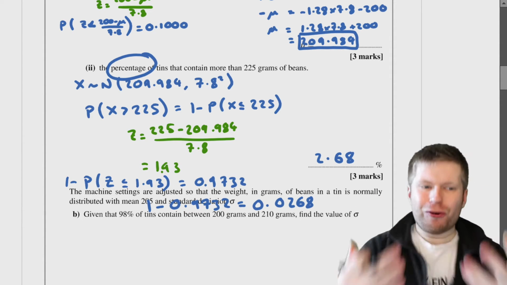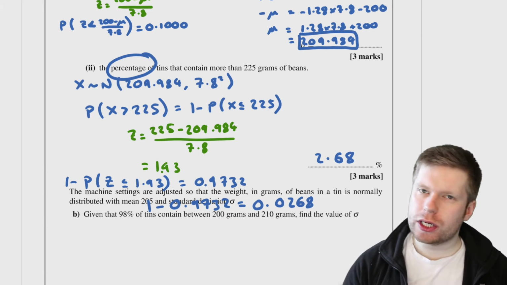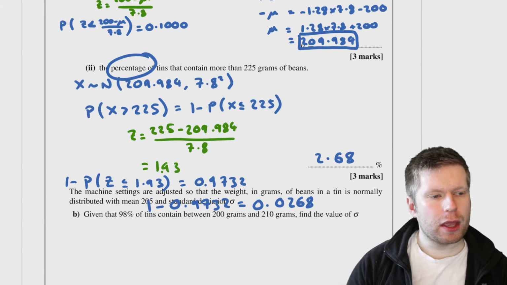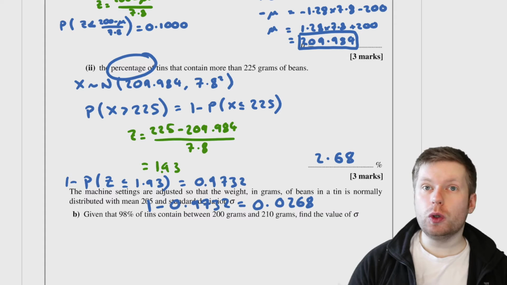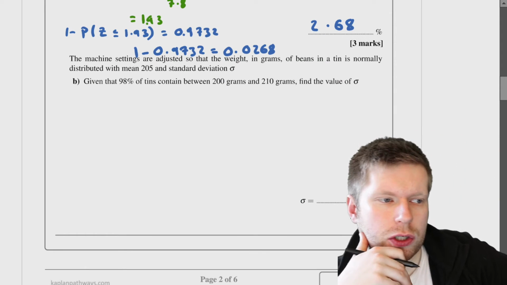So just really watch that, okay? I got a bit overexcited because I thought, hey, there's an answer there, I'm going to put that as an answer, but just remember, you need to do the 1 minus thing as well. So 1 minus that should be equal to the 2.68%, which I'm after. Okay, so let's have a look at question 2, part B.